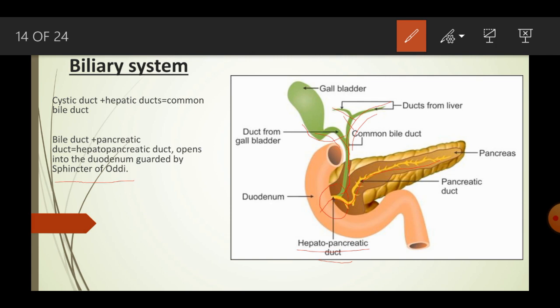So that's all about today's session. In the next session, we'll be dealing with the chemical reactions in digestion and the process of absorption.